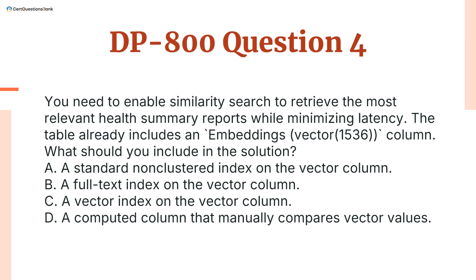You need to enable similarity search to retrieve the most relevant health summary reports while minimizing latency. The table already includes an embeddings vector(1536) column. What should you include in the solution? A. A standard non-clustered index on the vector column. B. A full text index on the vector column. C. A vector index on the vector column. D. A computed column that manually compares vector values.